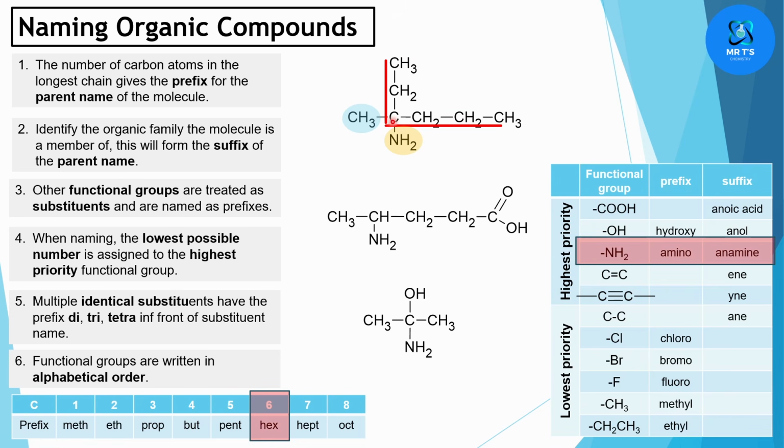We can't number from the left because the CH3 on the left is not in the longest chain. So we number from the right, 1, 2, 3. So the parent chain now has the name hexane-3-amine. Now we have to name the other substituent coming off, the CH3, the methyl group, and it's coming off the third carbon as well, so it's 3-methylhexane-3-amine.